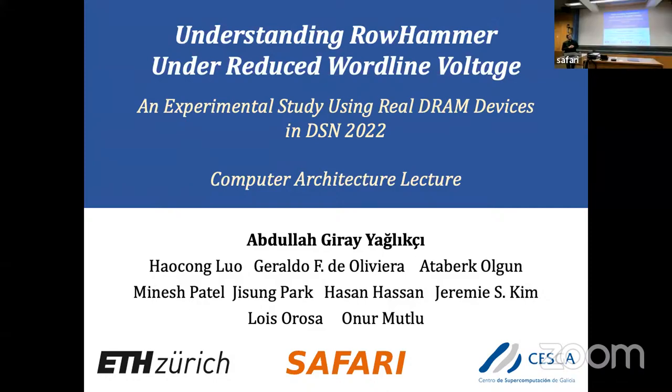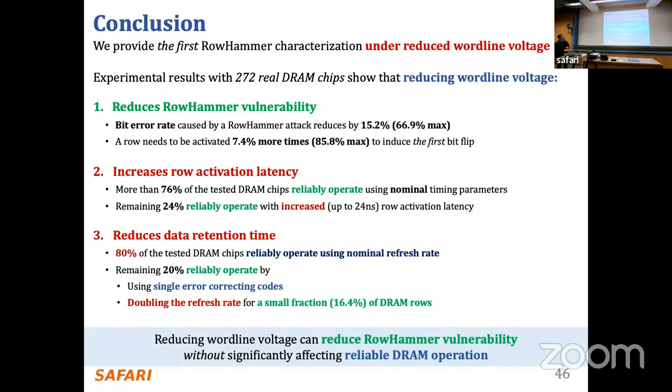Because we show that we reduce RowHammer vulnerability, but the rate is not too much, actually. So we observe an increase in the RowHammer threshold by like 85.8% as maximum, but 7.4% on average. So this reduction in RowHammer vulnerability is not that significant to apply this as a standalone RowHammer solution, I think. Mm-hmm. Okay, that makes sense.